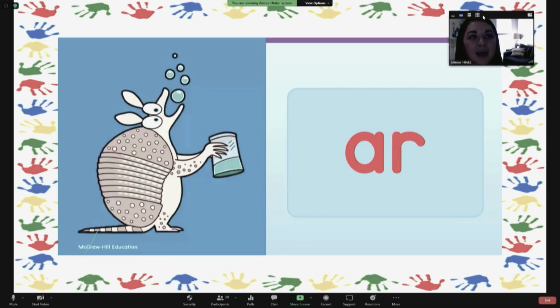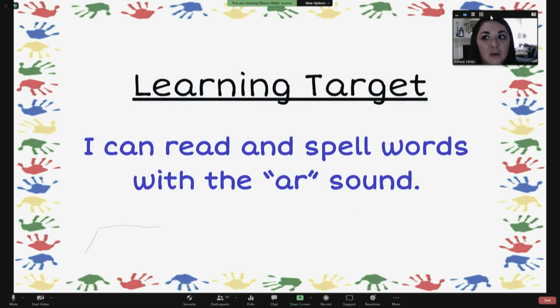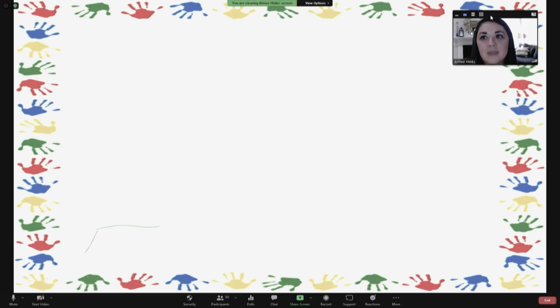So this is where I might ask you guys to share some of the words that you had brainstormed after watching that video in step 1. But we are going to go over our learning target for today. I know that at the end of our time together today, you guys are going to be able to say, I can read and spell words with the R sound. And you guys are such experts, you're going to be able to do that. So now we are going to read some words together.